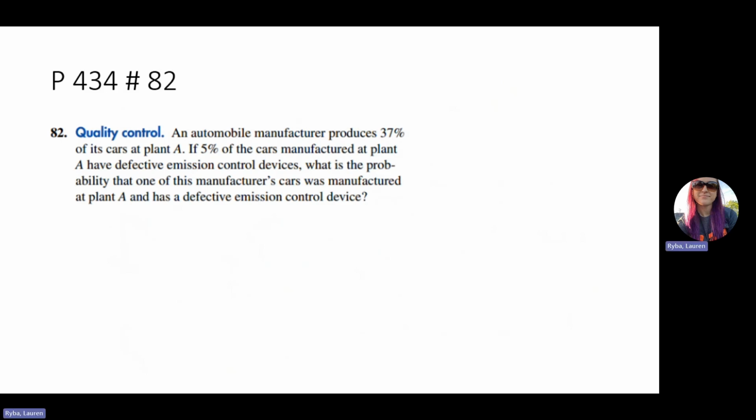This one says, an automobile manufacturer produces 30% of its cars at plant A. If 5% of the cars manufactured at plant A have a defective emission control device, what is the probability that one of its manufactured cars was manufactured at plant A and has a defective emission control device? So here's what we have. Probability of A is 0.37, 37%. If 5% of the cars manufactured at plant A, okay, so probability of a defect is 5%, 0.05.